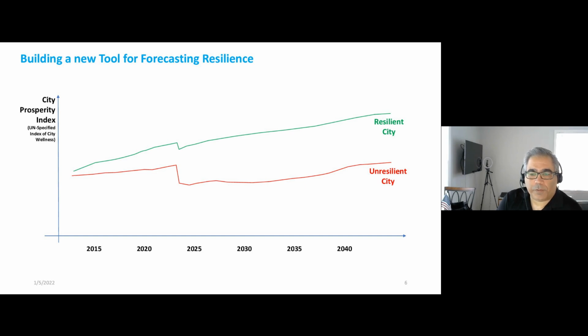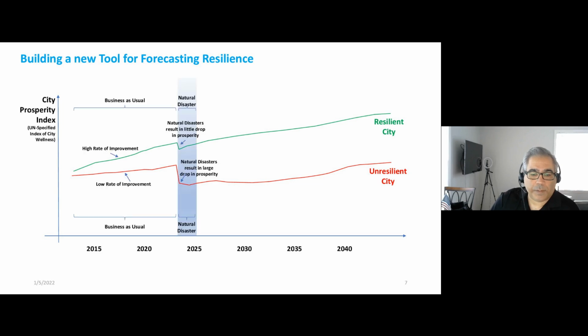understand, one of our first light bulb moments was we don't really want to measure resilience on the y-axis. We want to measure something like how well the city is doing. City Prosperity Index, that's an example. That's a UN specified index. But there's lots of ways you can measure how well a city is doing. But resilience, we thought, is the ability to, if something happens to the city, some sort of shock event, its ability to recover and continue doing well. So that's really the metric we want to measure, is how well the city is doing.